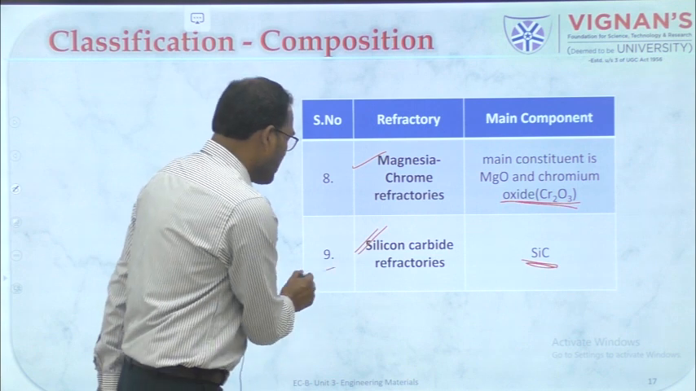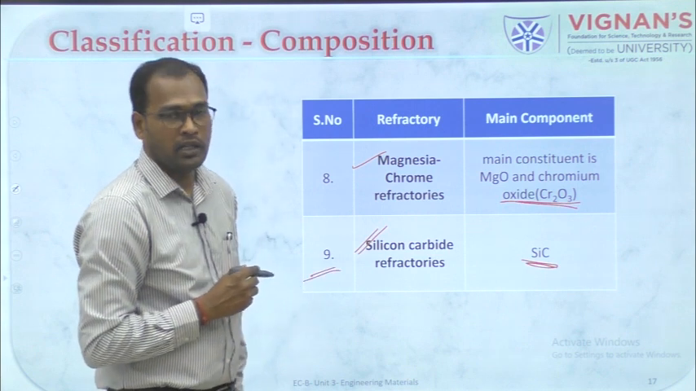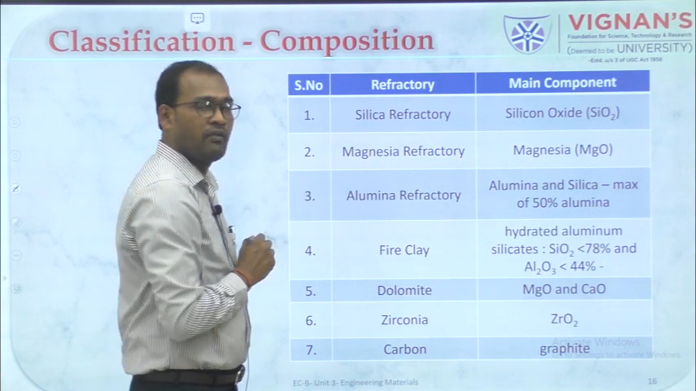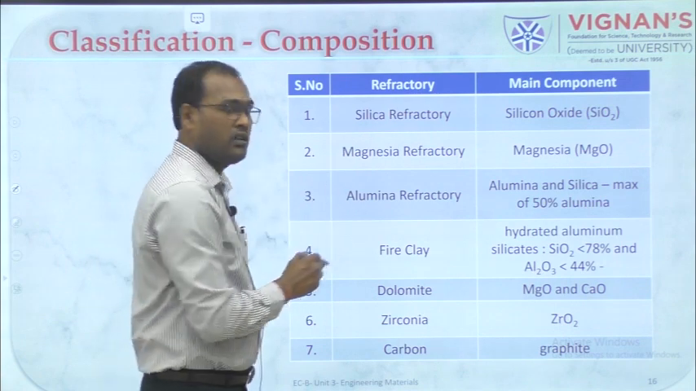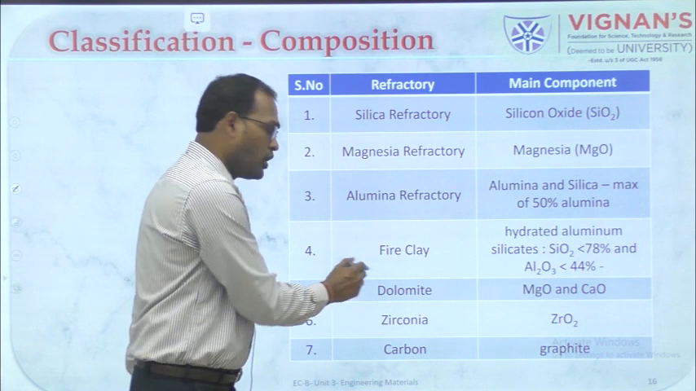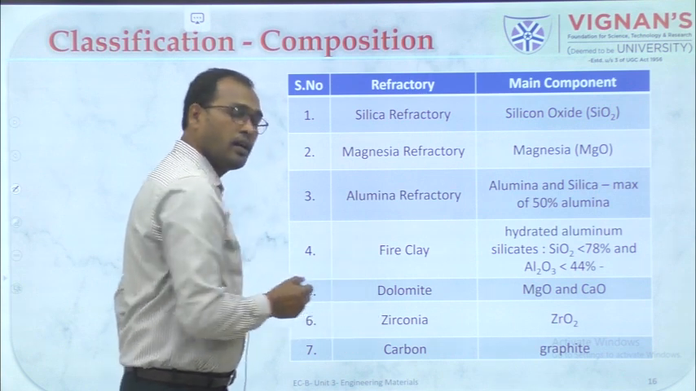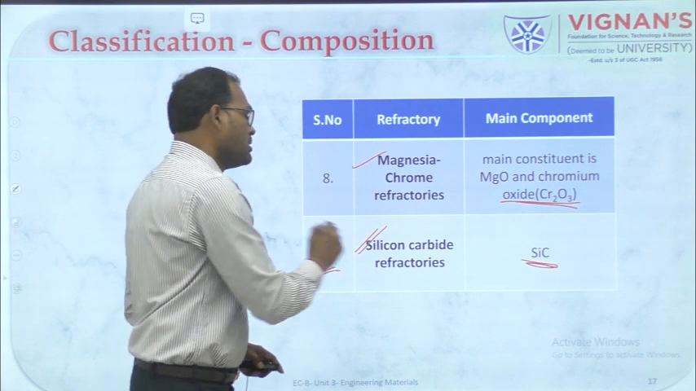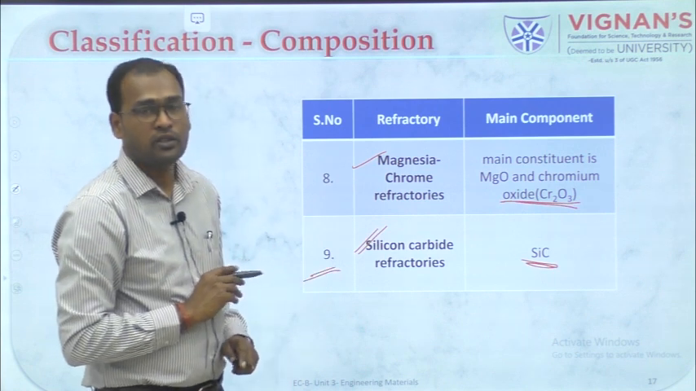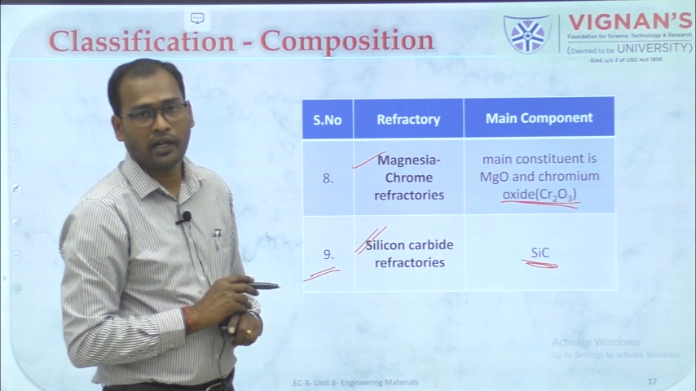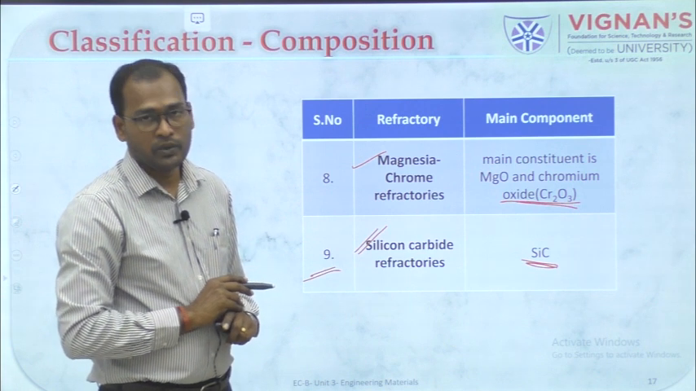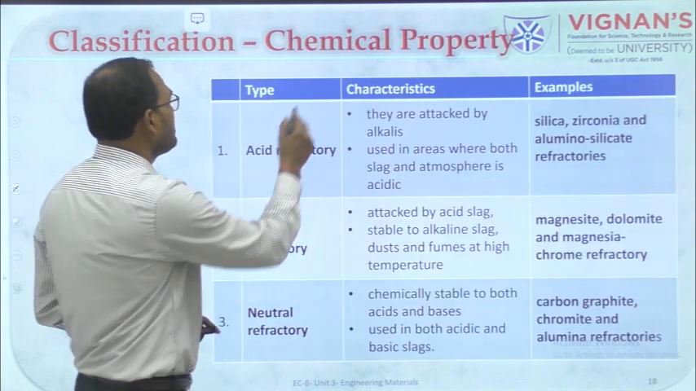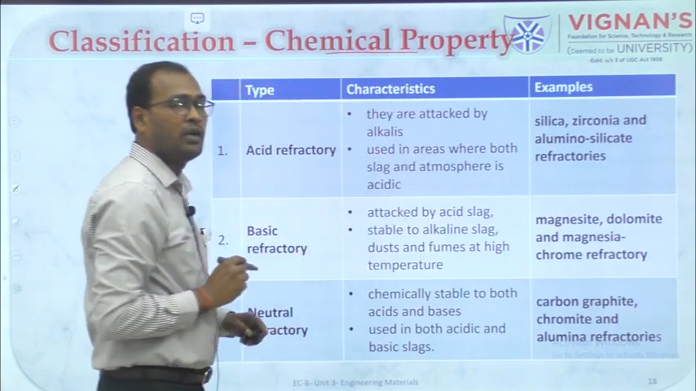So altogether 9 different types of materials, right? Silica refractory, magnesia refractory, alumina refractory, fire clay, dolomite, zirconia, carbon, magnesia chrome refractory, silicon carbide refractory. So this is one way of classifying refractories, based on the composition which they are made of. The next one is classification based on the chemical property.